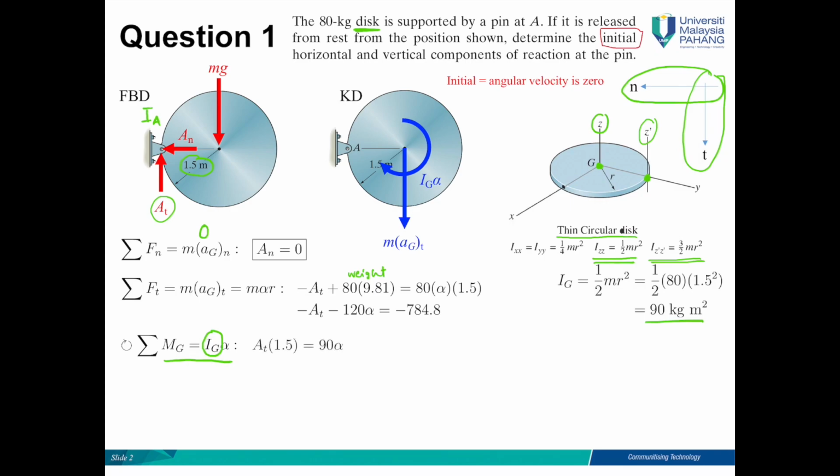Then we can substitute in here AT times 1.5, because moment about G, mg has no moment about G, AN is equal to 0, so you only have AT going this way, which is clockwise. So from here we set clockwise as positive, so this will be positive. So 80 times 1.5 equals 90 alpha. Then we can solve these two equations together simultaneously. We will get alpha is 4.36 rad per second square and AT is 261.6 Newton.